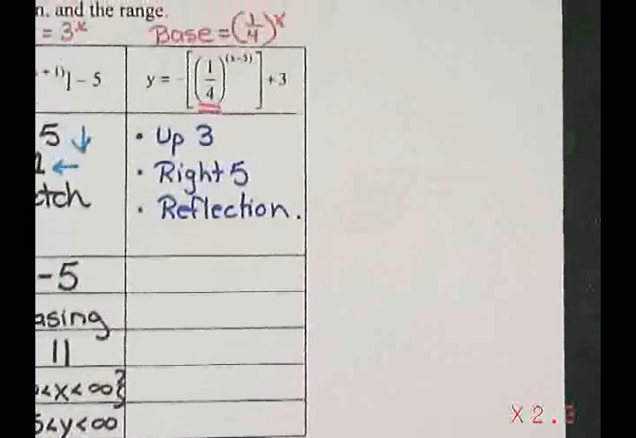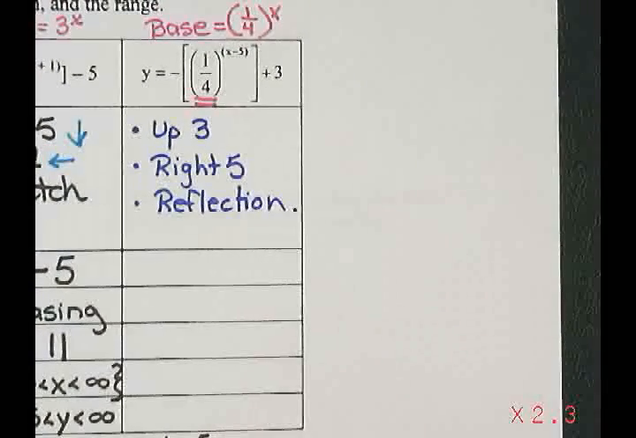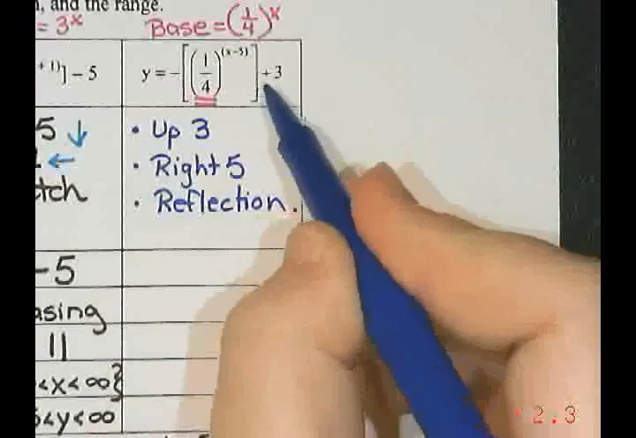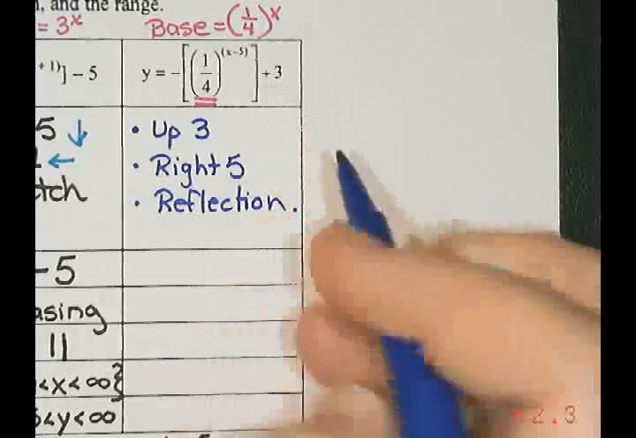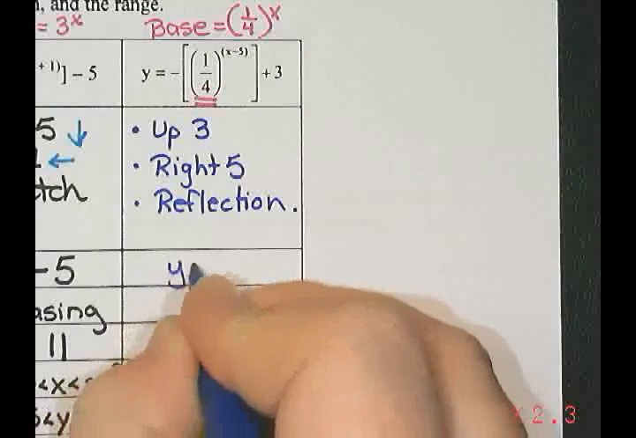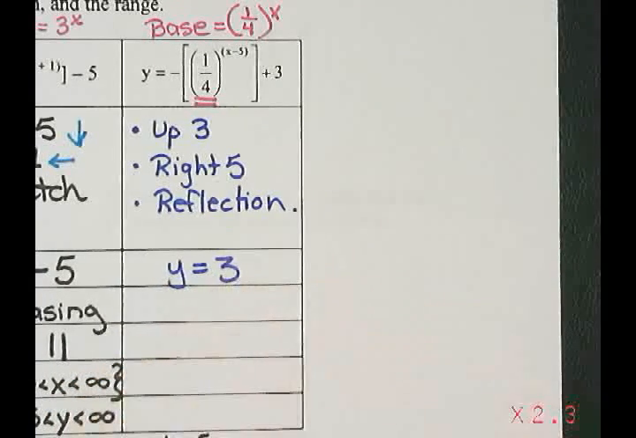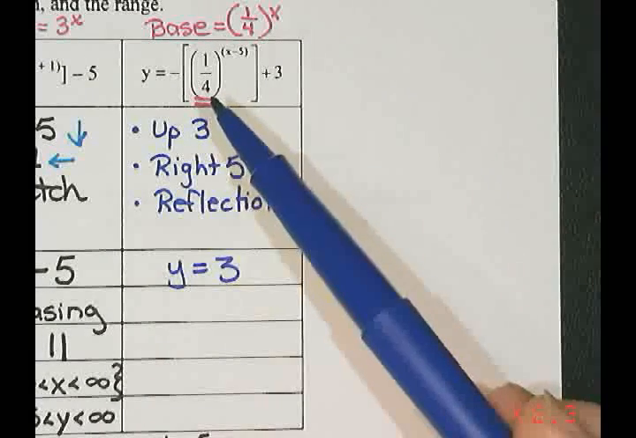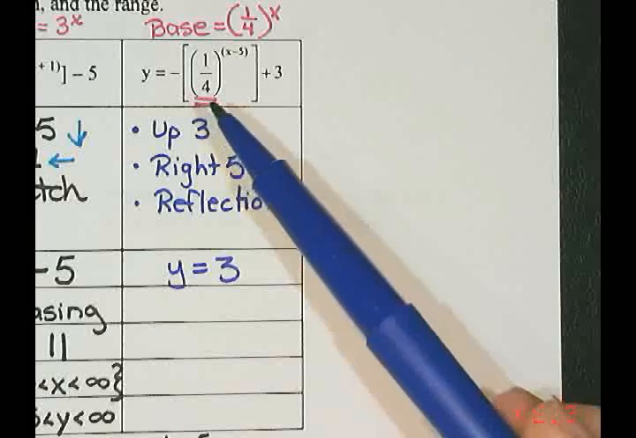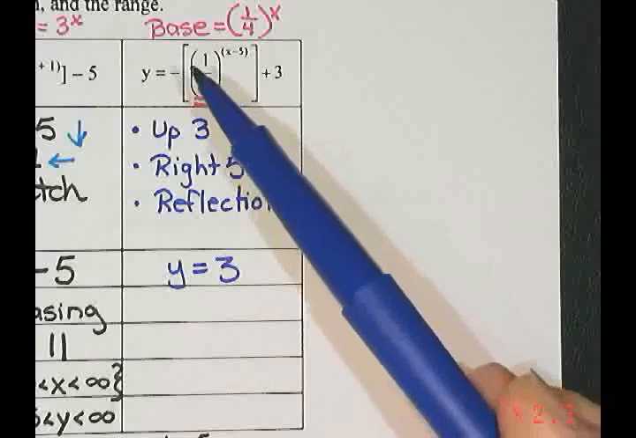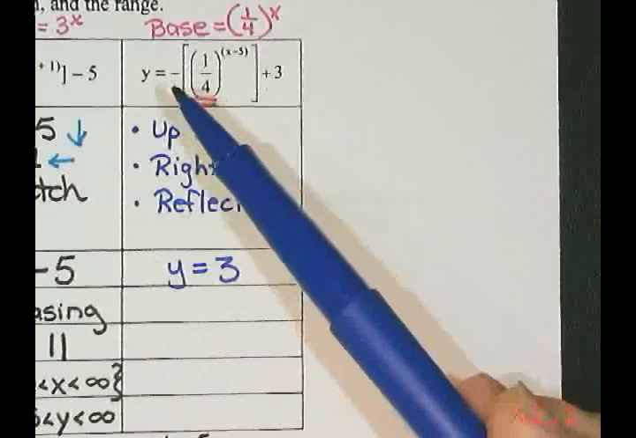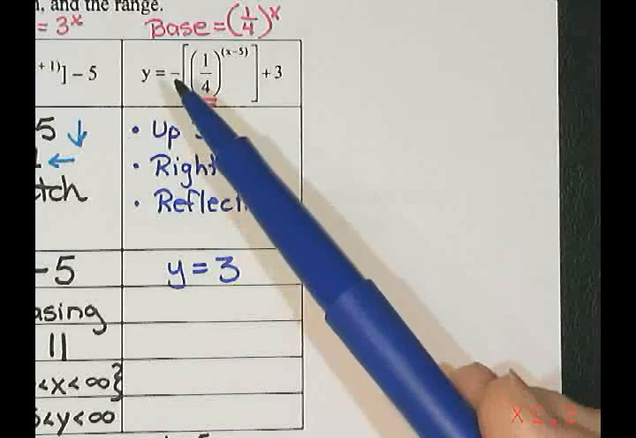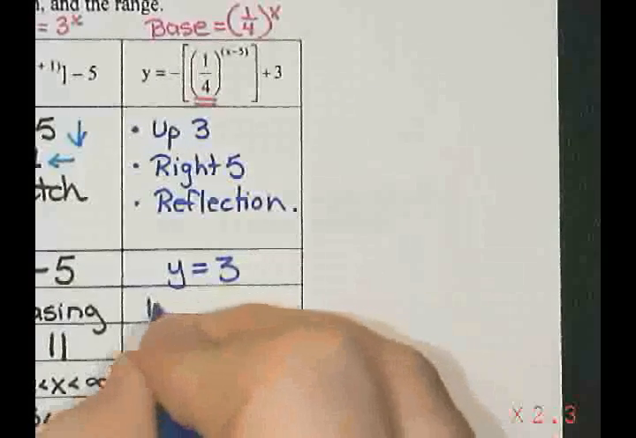Now, we could wait until we've done the graph, but I think that we could do the asymptote with just the equation. So the asymptote is always that number, the k value at the very end. So our asymptote is going to be at y equals positive 3. To figure out if it's increasing or decreasing, first you look at the base. This is a fraction, so it's going to be decreasing. And then if it's a reflection, which it is, it switches. So the base is decreasing. We've got a reflection, so this is going to be increasing.